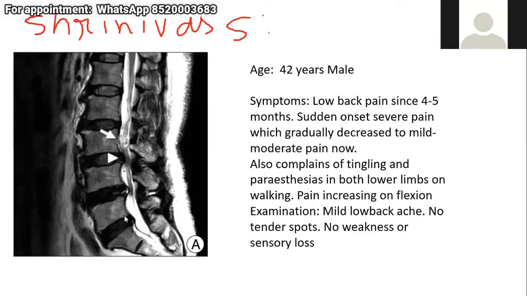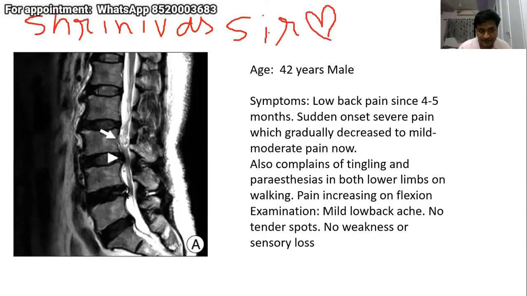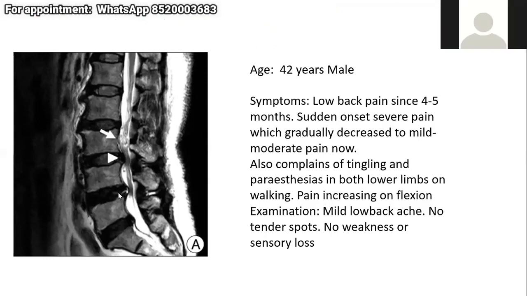And second one, what is this? In the last session I have told you. Migrated, if I'm not wrong, migrated disc. No. This is a white signal in the posterior part of the annulus. In this picture, in this disc which is normal, the white structure is the nucleus pulposus, and this black structure is the annulus, the outer layer.